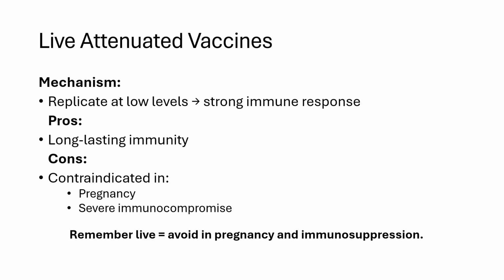The contraindications are that we have to avoid them in pregnancy, and we have to avoid them in severe immunosuppression, so chemotherapy, high dose steroids, or HIV. And some examples of these are MMR, varicella, rotavirus, and intranasal influenza.